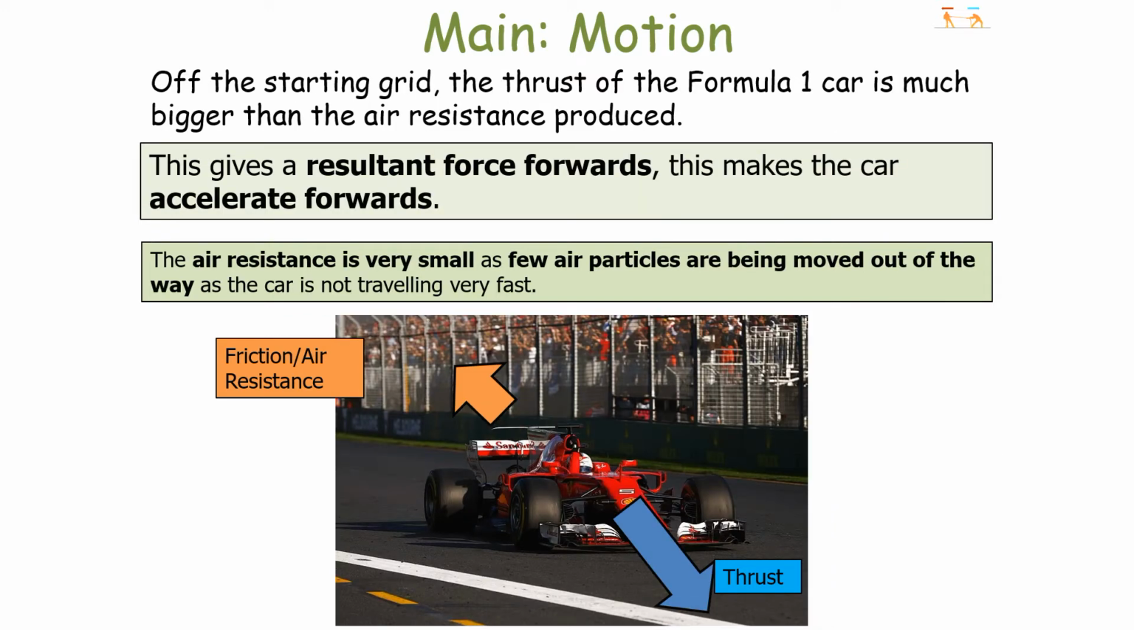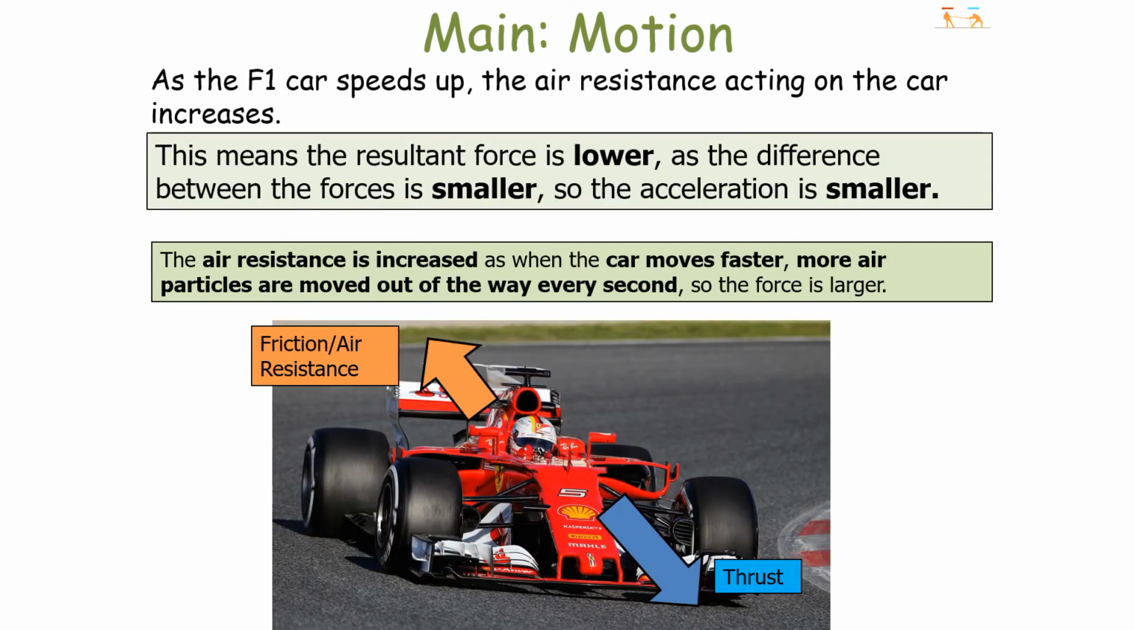Now, off the starting grid, the thrust of a Formula 1 car is much bigger than the air resistance produced. So this tells us there's a resultant force forwards with the motion, and this makes the car accelerate forwards. Now as a note, the air resistance is very small, as very few air particles are being moved out of the way by the car every second, because the car is not travelling very fast. So what happens is, as the car then speeds up, the air resistance acting on the car increases. Now the air resistance increases as when the car moves faster, more air particles are moved out of the way every second by the car, so this increases the size of our air resistance.